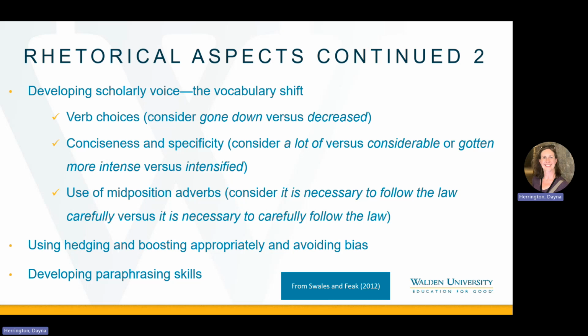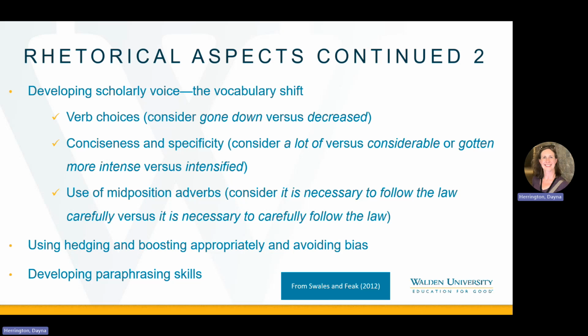Consider the phrasal verb "gone down" versus the one-word verb from Latin origin, "decreased." Anytime the writer can replace the phrasal verb or a prepositional verb with a one-word verb, the more scholarly the writing will sound. Scholarly voice also appears in conciseness and specificity. Consider the phrase "a lot of," which is three words, versus the single word "considerable," or "gotten more intense" versus "intensified." The more concise and more specific the word choice, the more scholarly the voice.